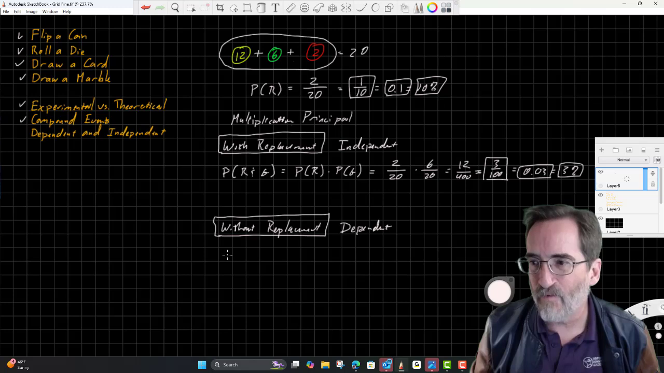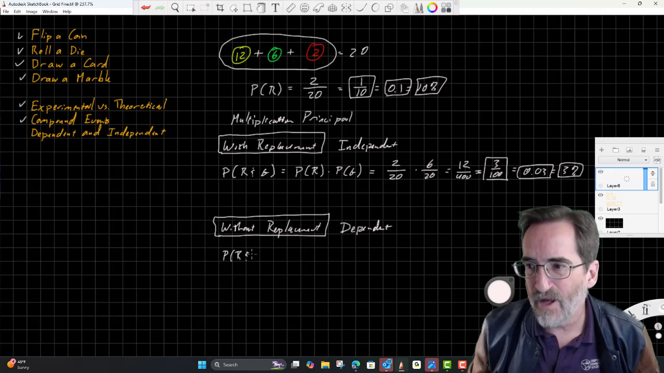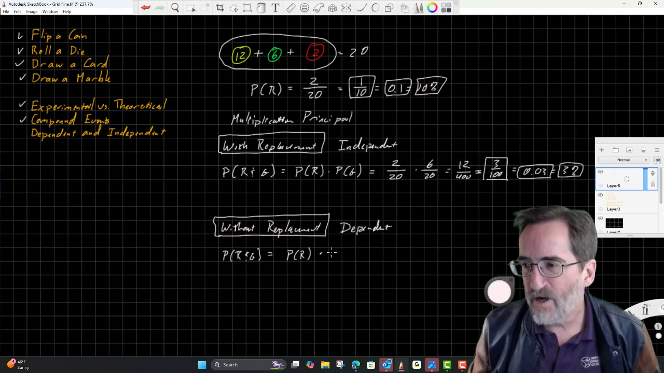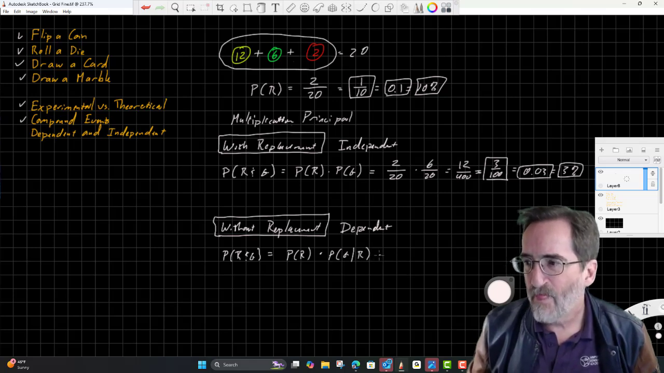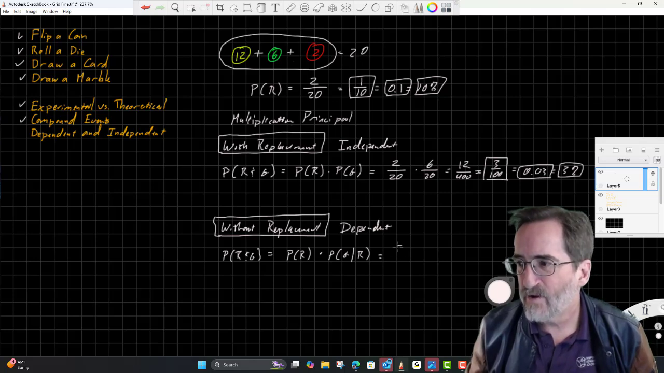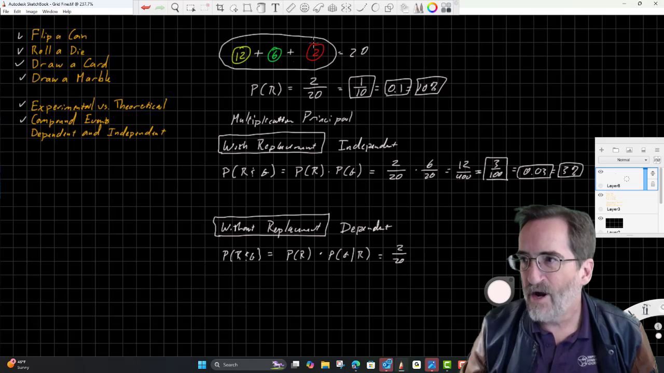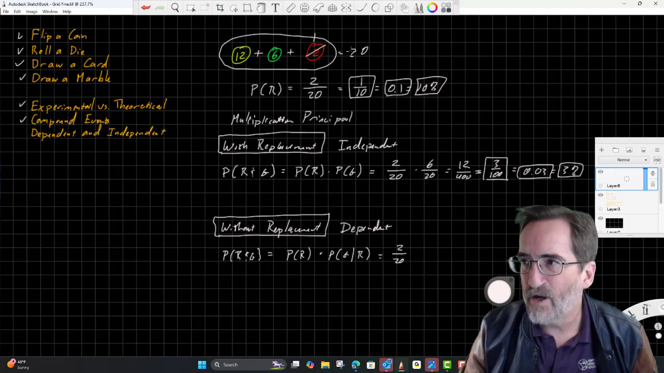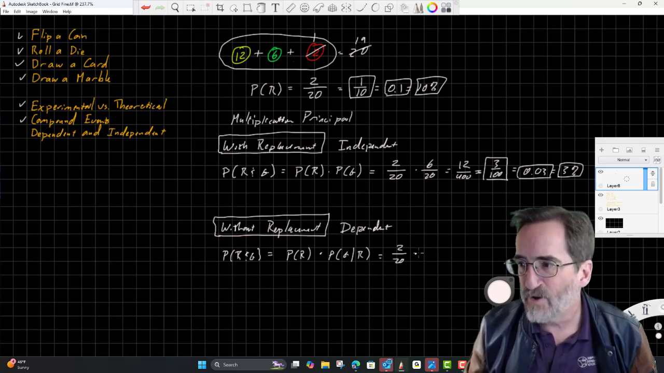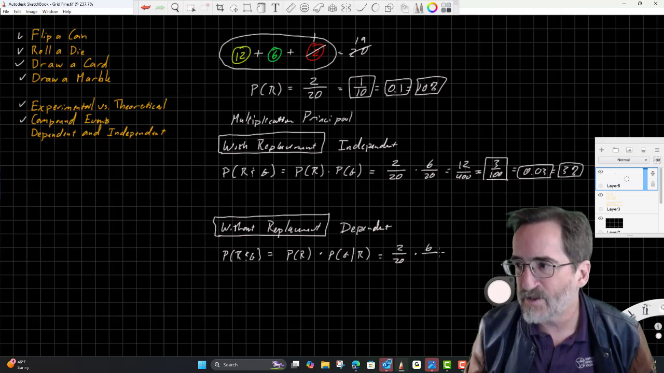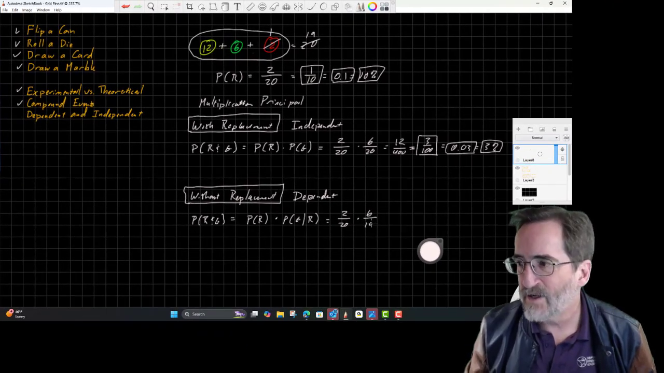Now, without replacement, the probabilities are not independent. So the probability of red and then a green becomes the probability of a red times the probability of getting a green given, that's what this bar means, given that I drew a red. Okay? So the probability of a red is 2 out of 20. But now the number of reds has decreased by 1, and the total marbles in the bag has dropped to 19, not 20. So the probability of drawing a green is now 6. There are 6 greens left in the bag out of 19.